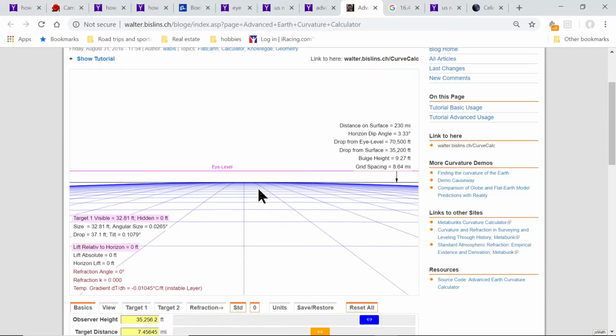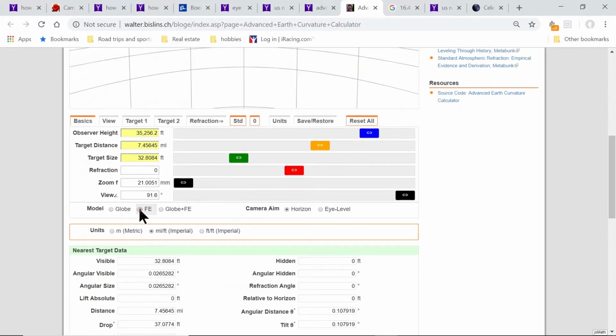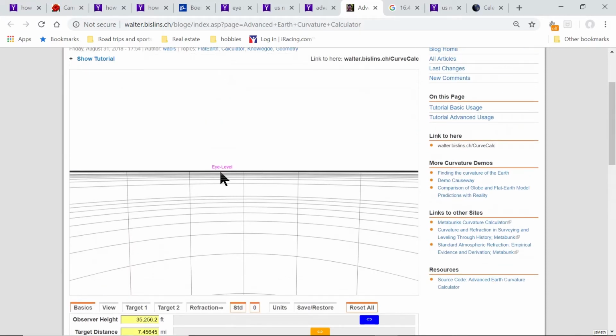Or is there? Actually, there is. Let's have a look at this line here. This is eye level, and that's a horizon. They call that the horizon dip angle, right here, and currently it is 3.33 degrees down. If the Earth was a flat plane, which we're going to switch to right now, flat Earth, whoa, okay, we can see there's no horizon dip angle. The horizon rises with your eye level.